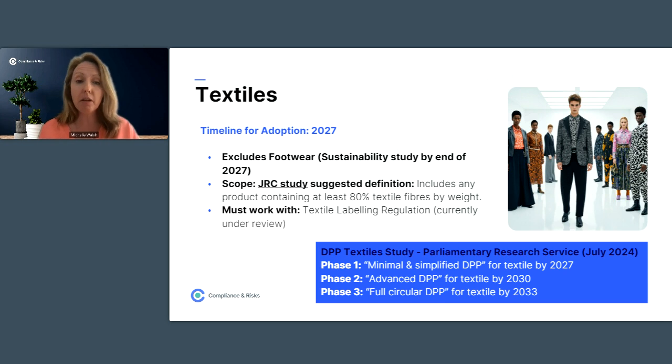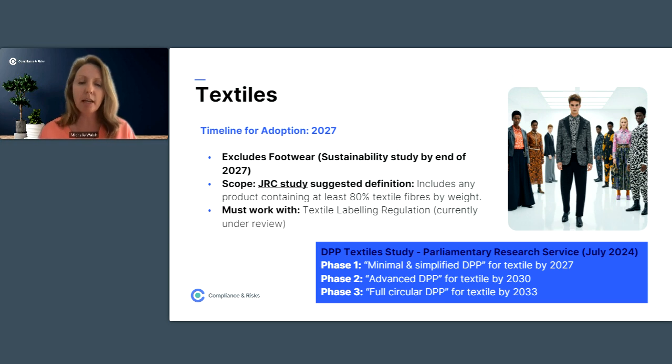I often get asked by our customers, what's the definition? What's it going to be? What's the limitation on the scope? The plan doesn't give you that information. So what I always look at is official sources, studies that you can look at. And the Joint Research Centre came out with a really good study in November 2024. This looked at product definitions and potential eco-design requirements for the priority product groups. And it suggested that for textiles, the definition should include any product containing at least 80% textile fibers by weight. So they've suggested a very broad definition.